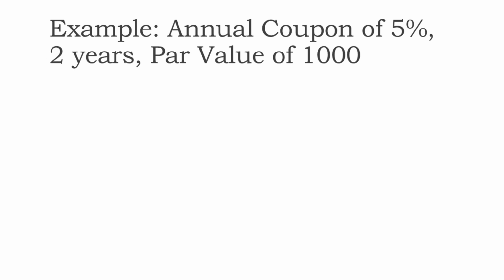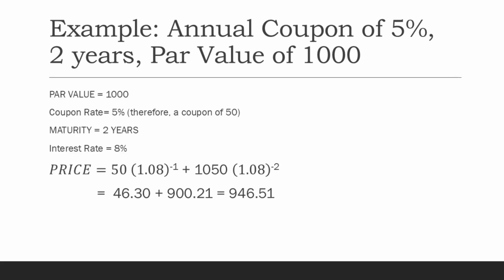And that's the price. For example, for an annual coupon of 5%, a 2-year bond with par value of 1,000, it will be priced like this. So the first cash flow is 50, get the present value at 8% because the given interest rate is 8% over here. You get 46.30, and then the second year's cash flow at 1,050, you get the present value of that for 2 years, and therefore we get this 946.51.